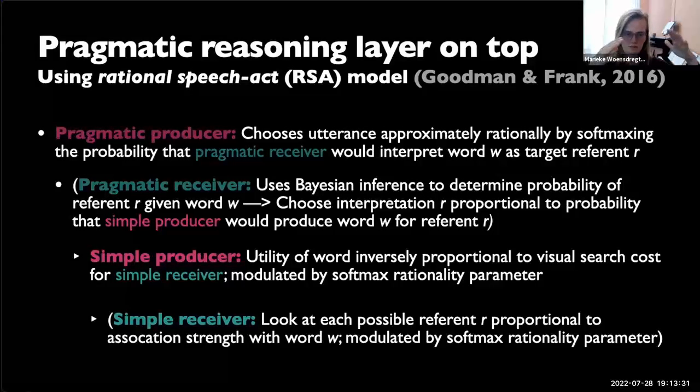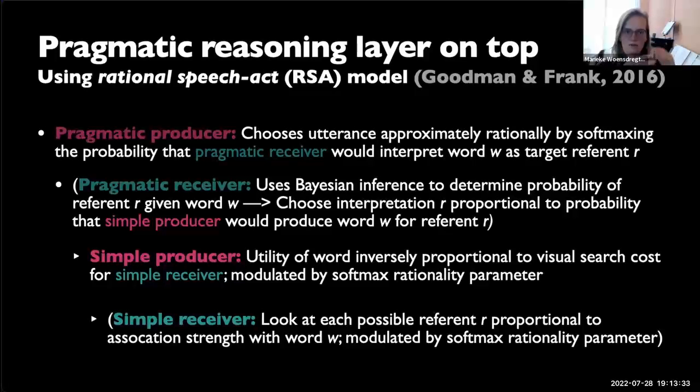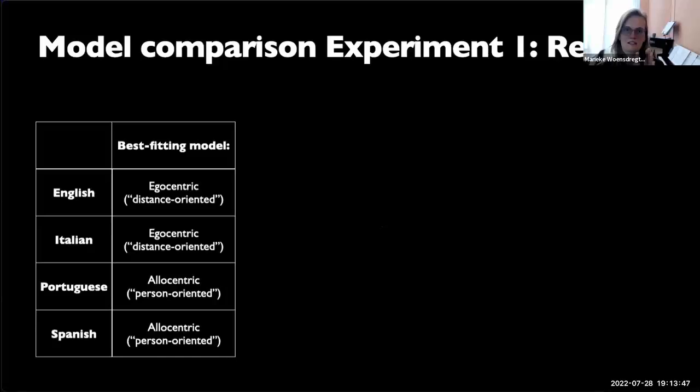So altogether, the complete model assumes such a pragmatic producer as the model of what our participants in the experiment are doing. But we have two versions of this model, the egocentric one and the allocentric one. And what we then did is a model comparison to see which of these two versions of the model fits the data from the experiment best for the different languages that we collected data from.